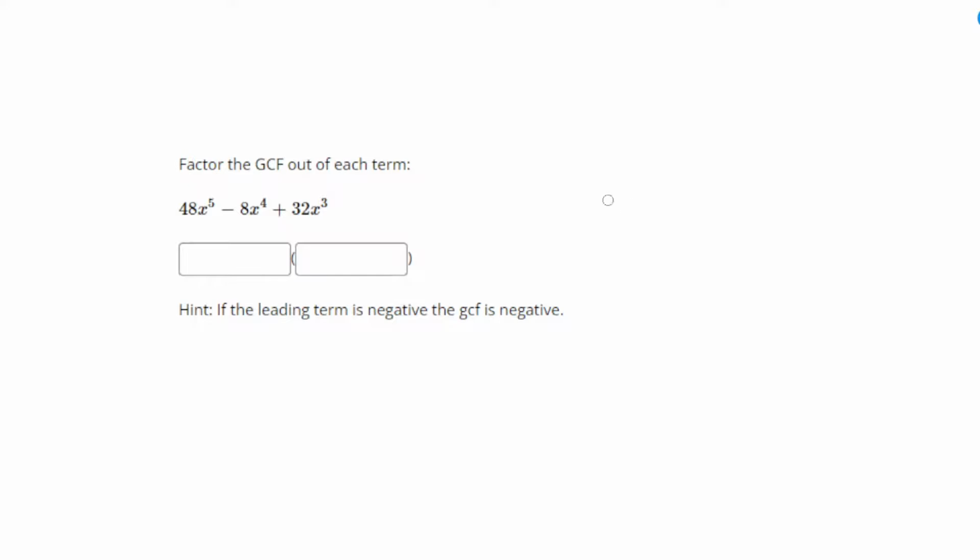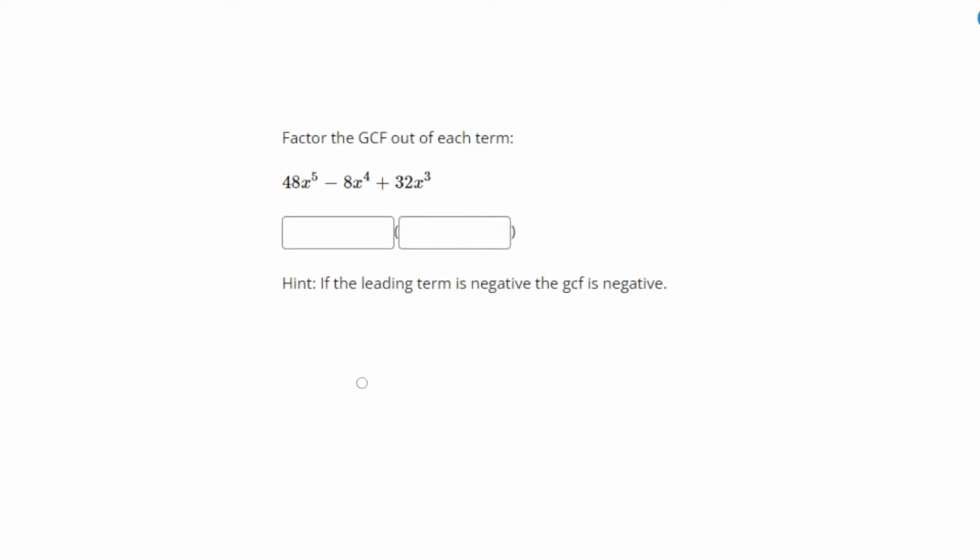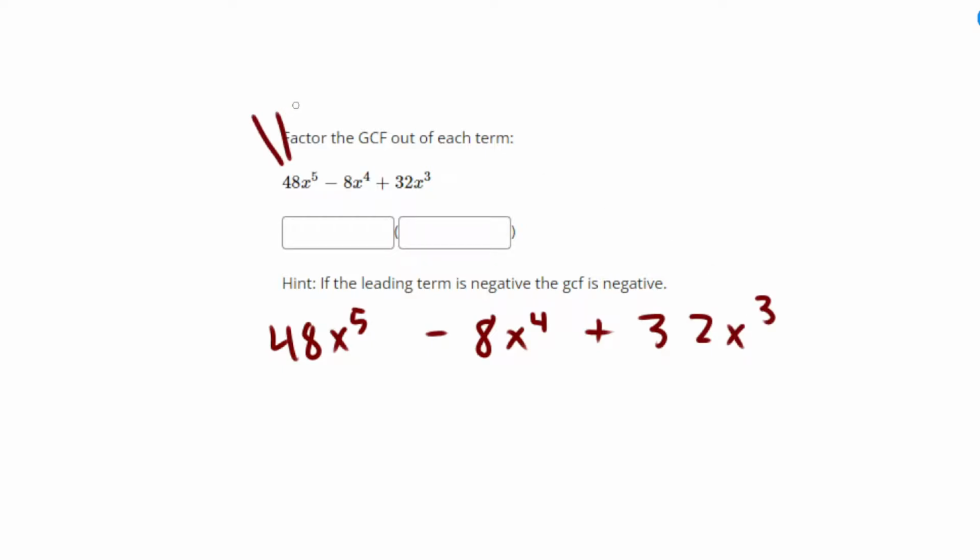Now it's saying factor out the GCF out of each term here. So we have 48x to the 5th minus 8x to the 4th plus 32x to the 3rd. Now it's still helpful to be factoring stuff out. So I know that 48 is 6 and 8. Let me double check. I'm so bad on my times tables. Yeah, 6 and 8, which is 2, 2 and 2, and 2 and 3.